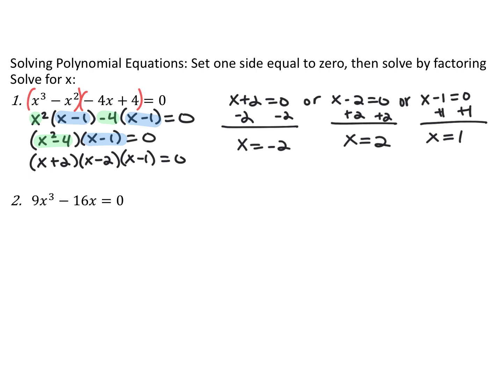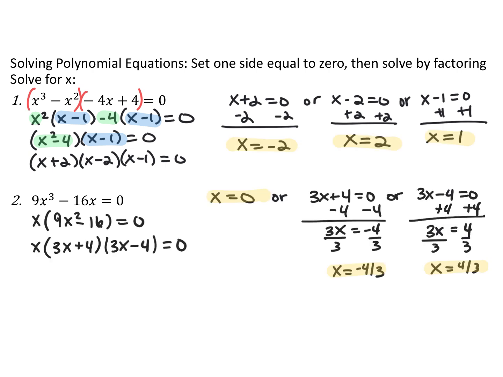Then times the x minus 1 equals 0. So now I have a zero product property. Even though there's 3 products, I can set each one equal to 0, and I ended up with x equals negative 2, x equals positive 2, and x equals positive 1. So go ahead and pause the video if you haven't already done so, and try 9x cubed minus 16x equals 0.